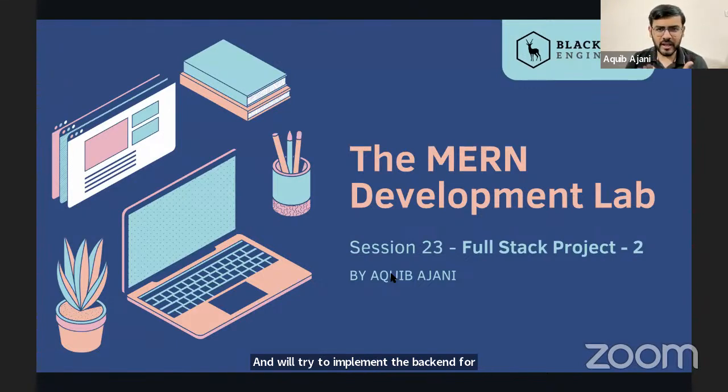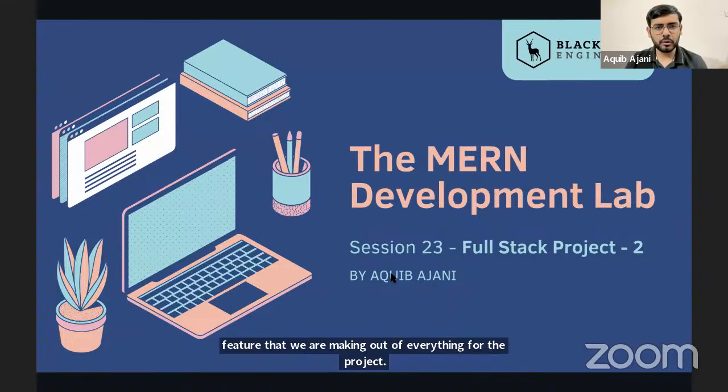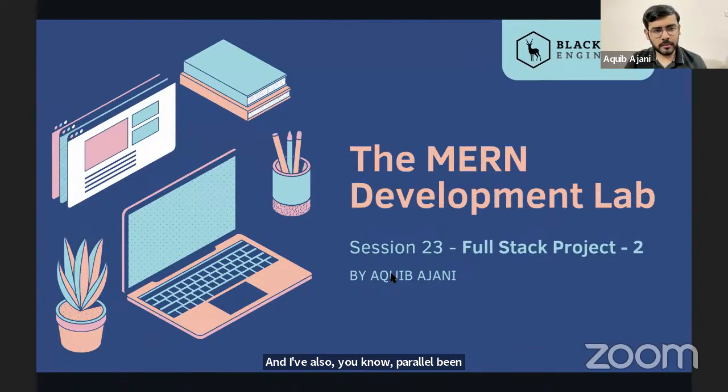Right. So I'm taking a very simple example, think of it as one feature that we are making out of everything for the project. And I've also, parallelly, been telling you how to create the document, the project report, that you have to submit. So I've already given you the sample and I've already walked you through the first couple of sections that are there for the document. The next part of the document also just focuses on the development part of it. So the whole coding bit, and then you have to take screenshots and all of that, right?